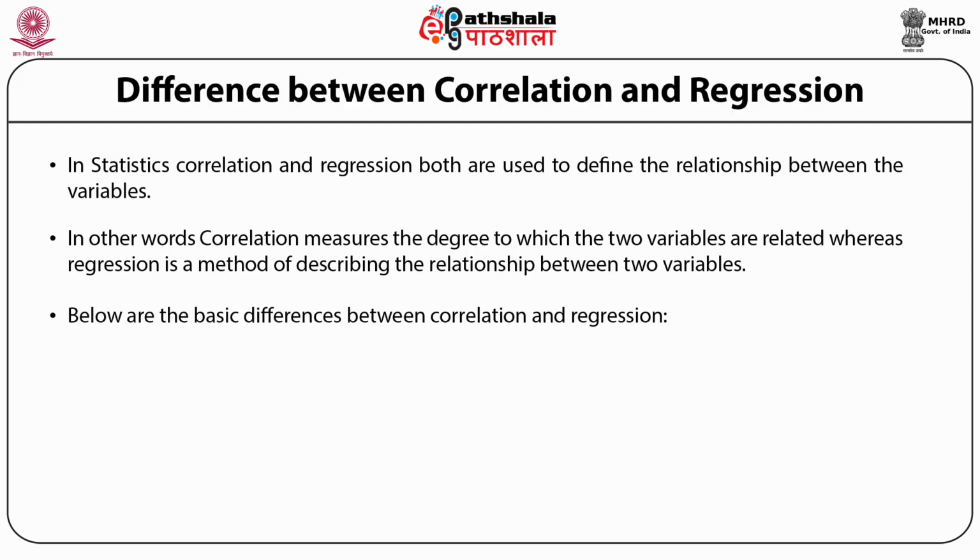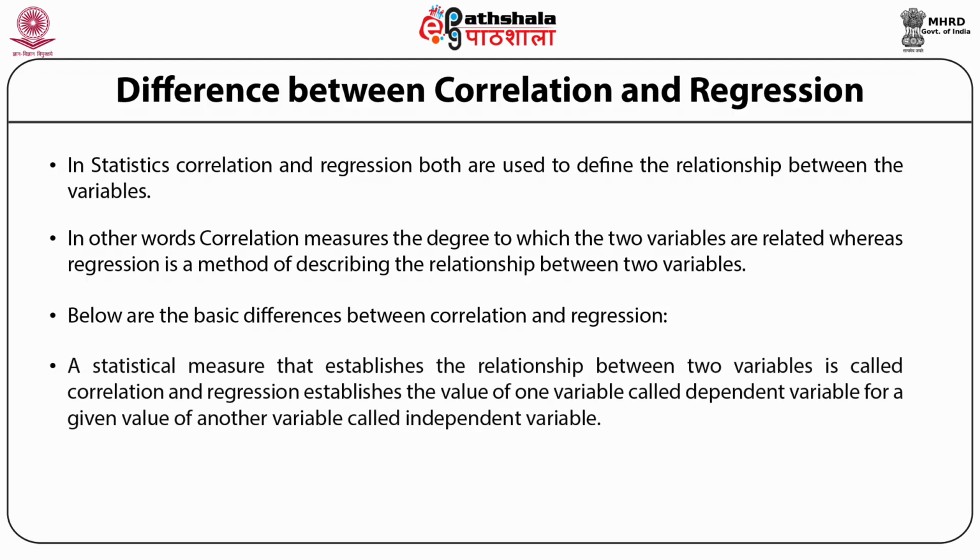The first one says a statistical measure that establishes the relationship between two variables is called correlation, whereas a regression establishes the value of one variable, called the dependent variable, for a given value of another variable, called the independent variable.